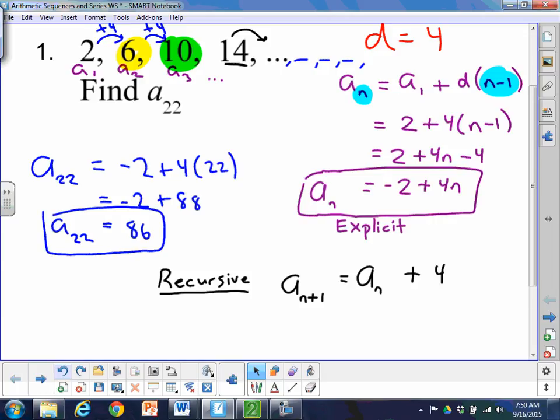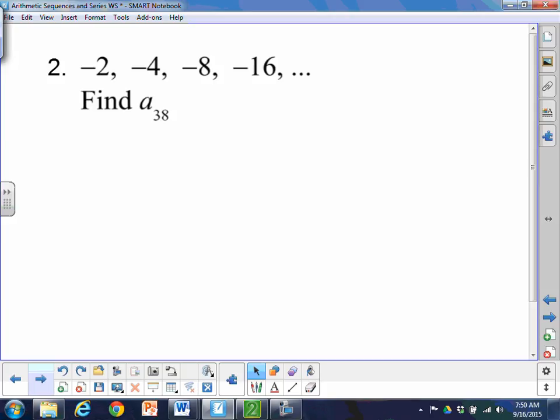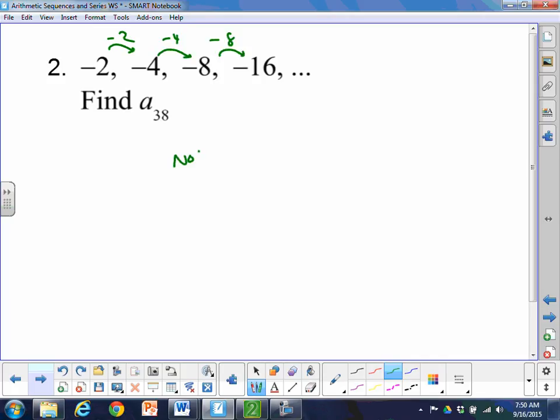All right, number 2, just real quick looking at this. Looking at the pattern here, it looks like we're doing a -2, then a -4, then a -8. This one's actually not an arithmetic sequence, and we haven't really looked into those yet. It appears we're actually multiplying by 2 each time. That would be a geometric sequence, which we'll talk about coming up. So nothing else we can do for that one.